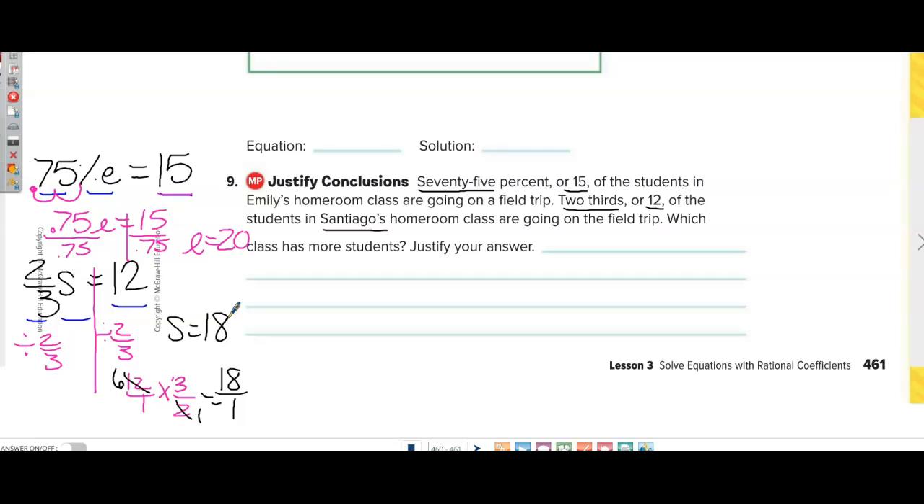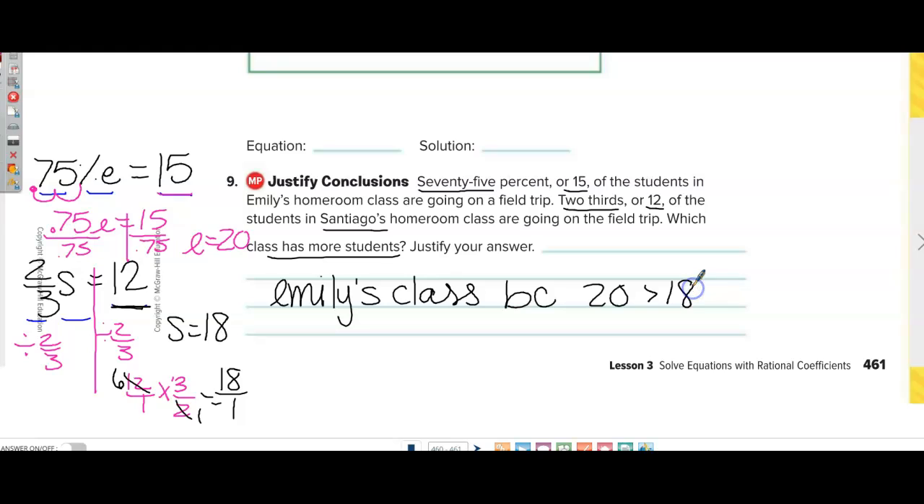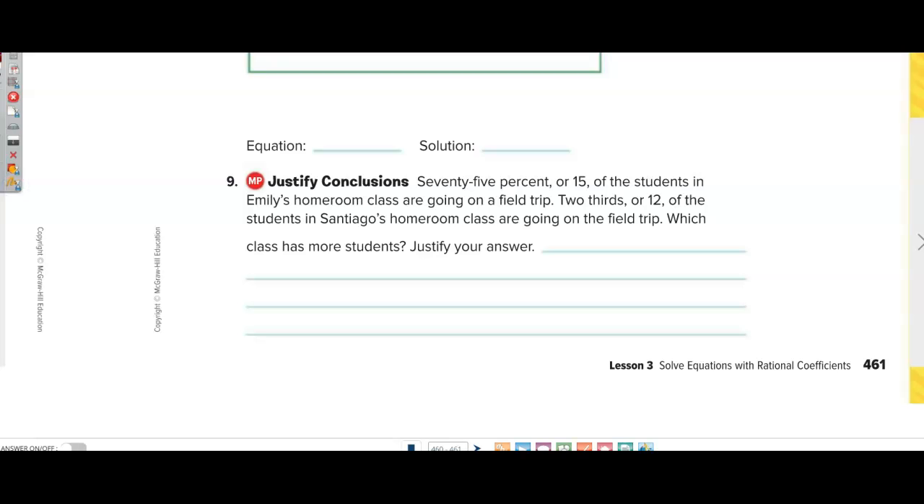Again, you want to check to make sure your answer is correct. If 12 is part of the class, 18 is bigger, so that makes sense that our whole would be bigger. So going back to our original question though, which one has more students? Emily's class. And that's because 20 is greater than 18. So not only did you have to find it, but then you had to compare it to find your final answer. All right, moving right along.